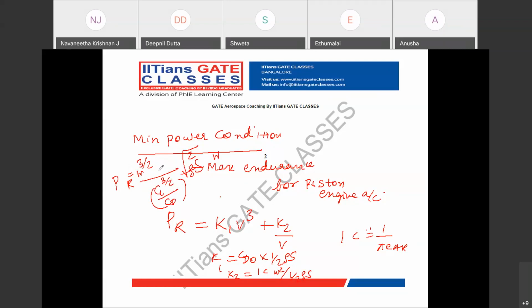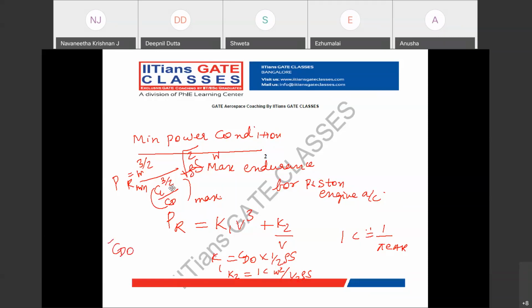As weight increases, power required increases. Power required is minimum only when CL power 3 by 2 by CD is maximum. And minimum power required also changes with respect to altitude. Why? Because there is a density term here. It doesn't remain the same as drag minimum. So minimum power required is affected by altitude.